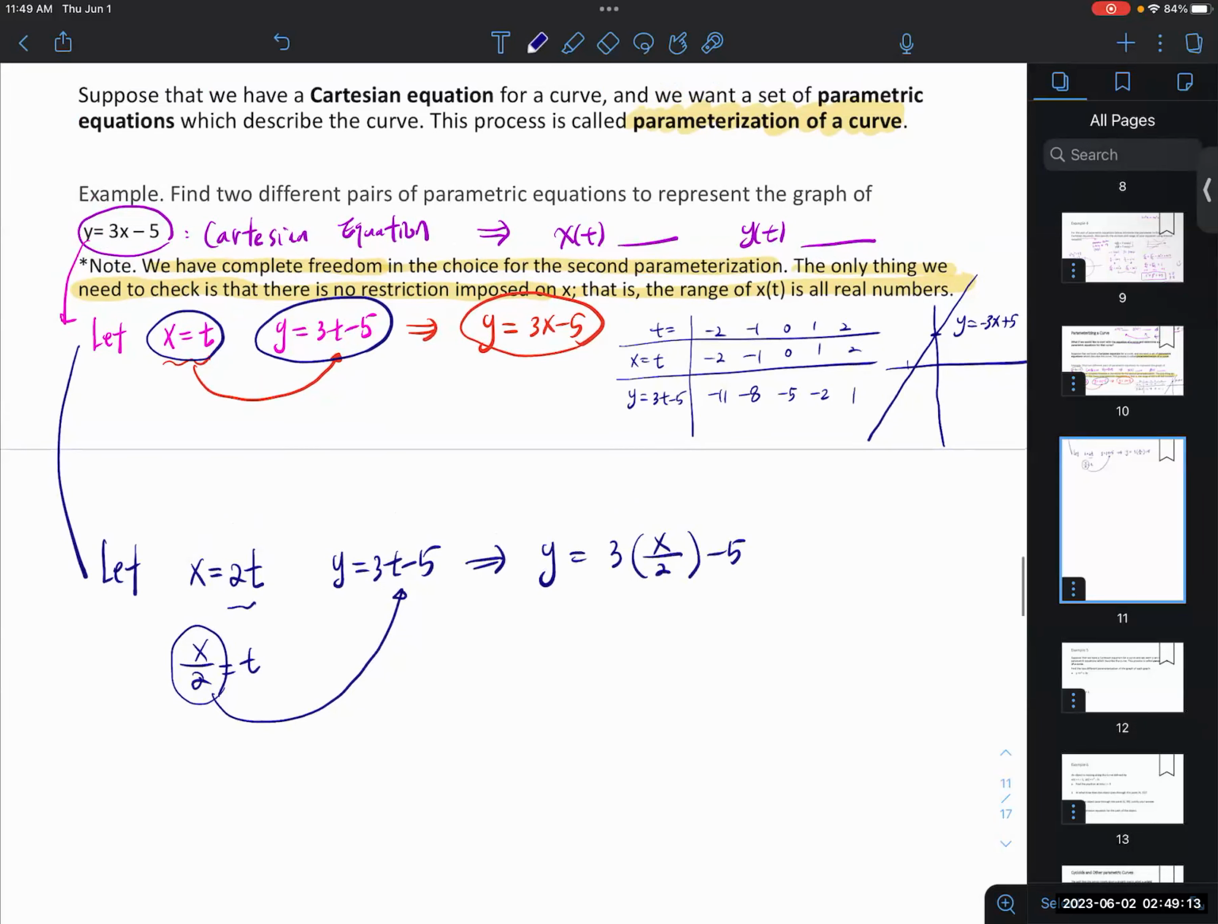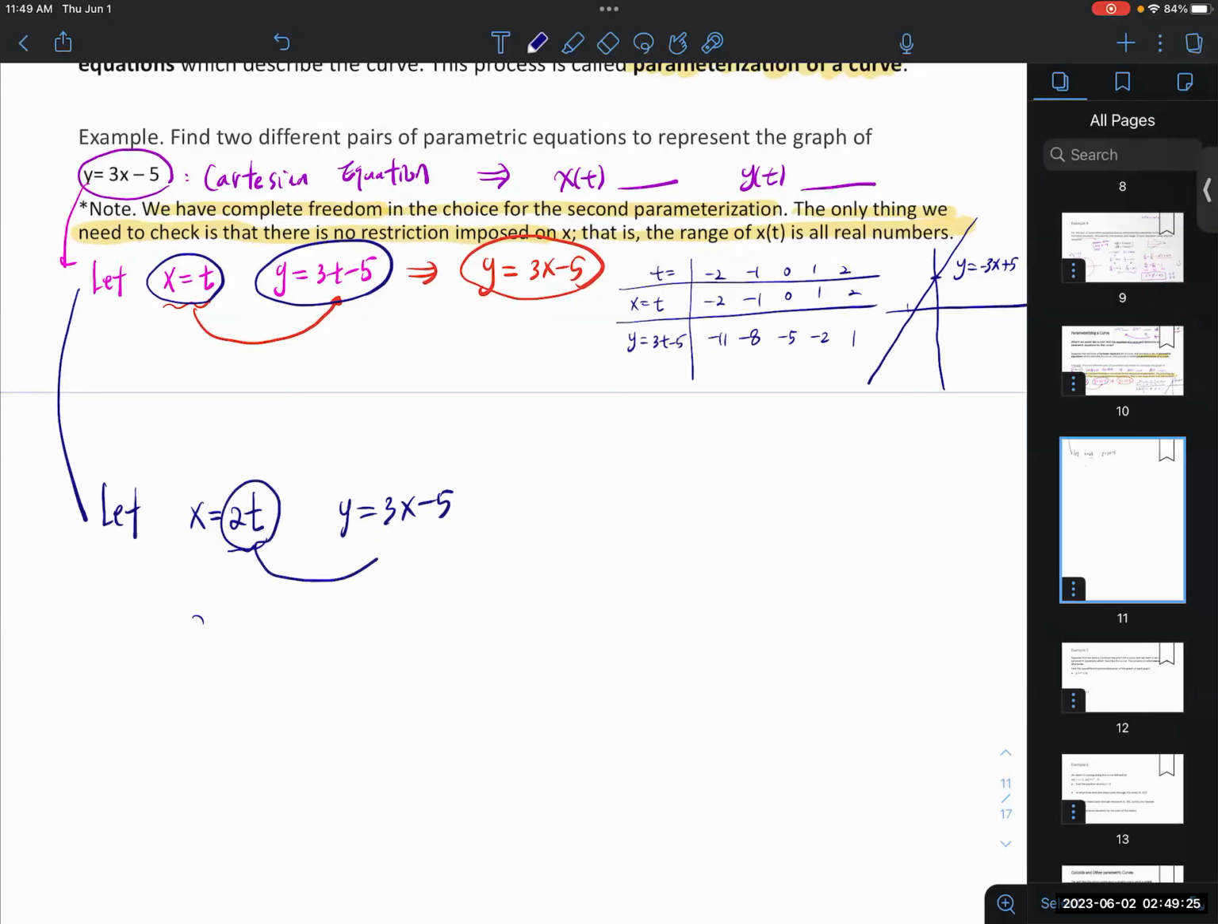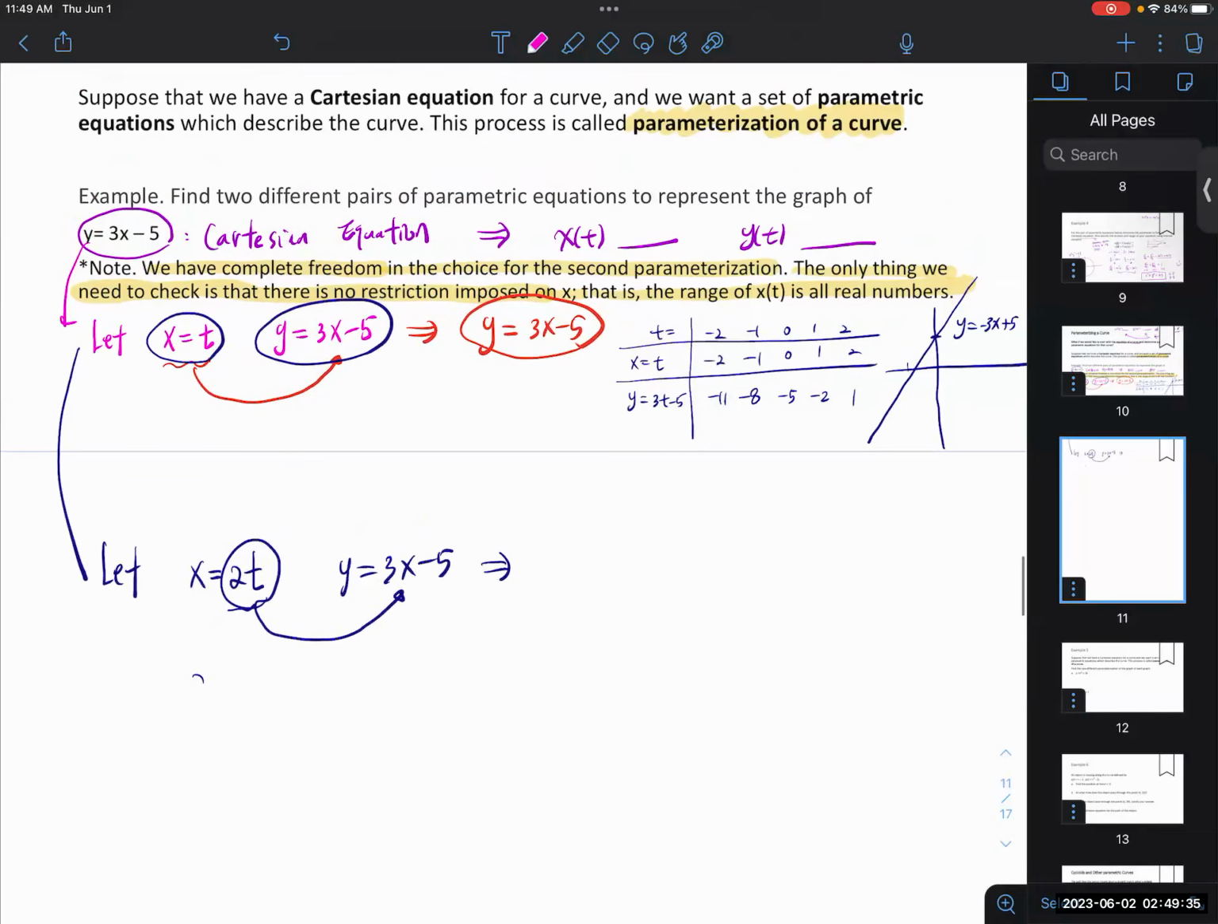Uh-oh, one second. I have a little bit of confusion, so let me get rid of it. Because we already know y equals 3x minus 5. So let me just clarify. What I'm saying is, the second function I fixed, y equals 3x minus 5, and then I changed the first equation. One is x equals t. Another one is x equals 2t.